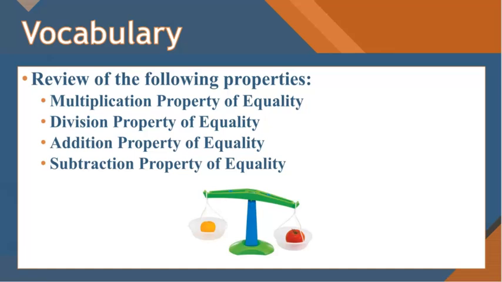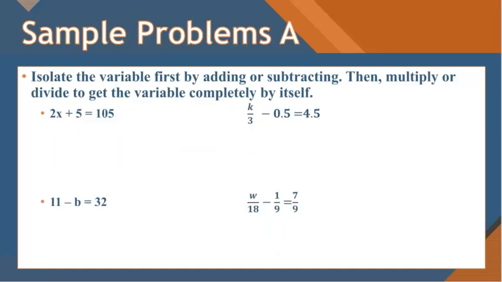So let's take a look at some examples. Here we want to isolate the variable first by adding or subtracting, and then our last step is going to either multiply or divide to get the variable completely by itself. So this first one, 2x plus 5 equals 105. I want the 2x by itself, so the opposite of adding 5 is subtracting 5.